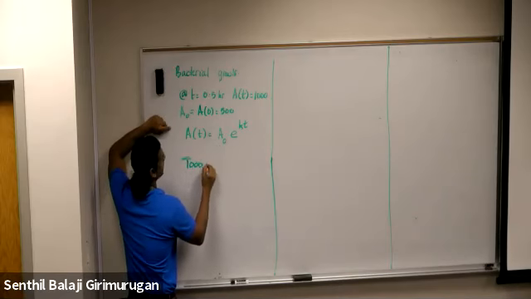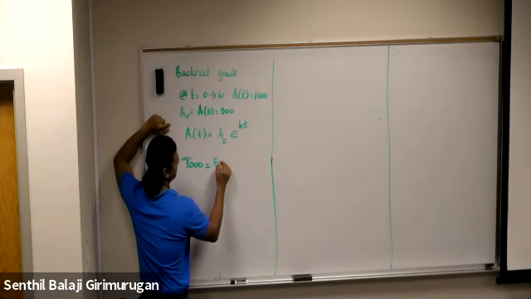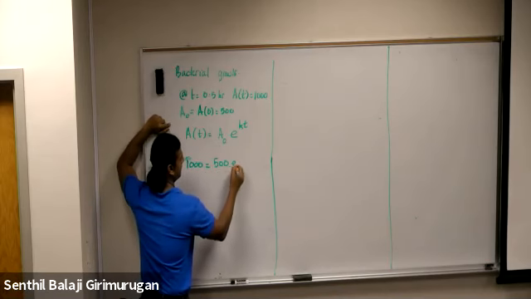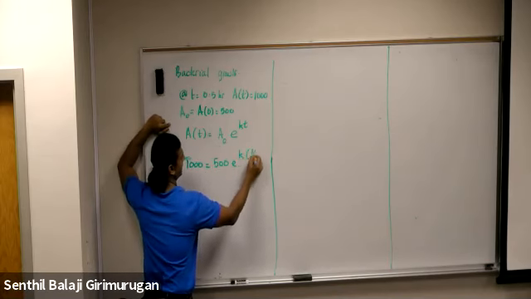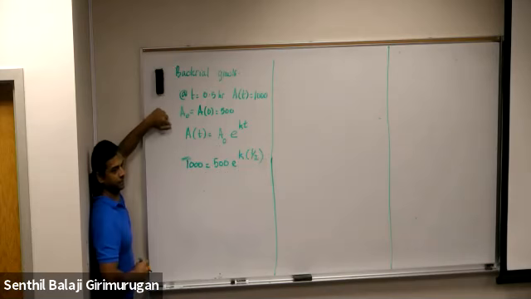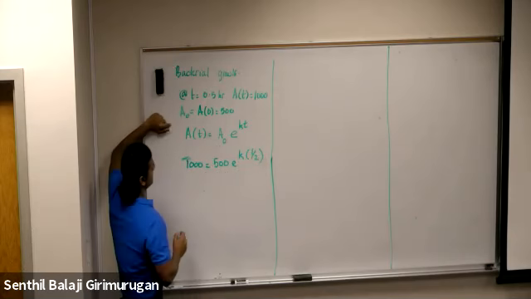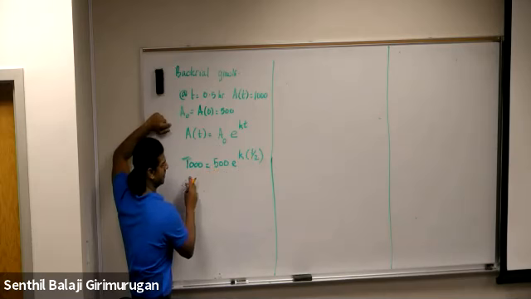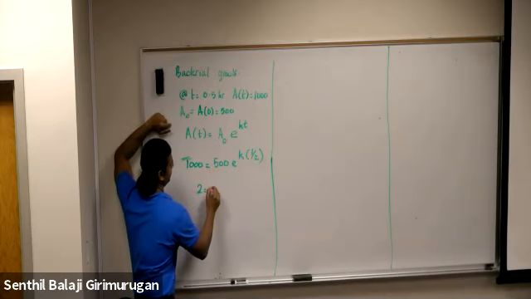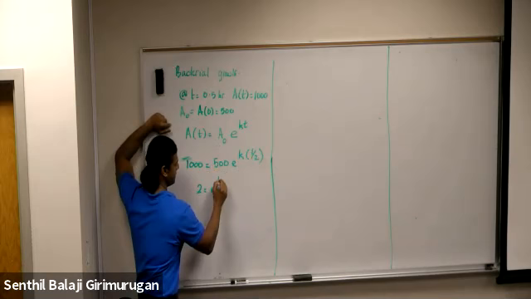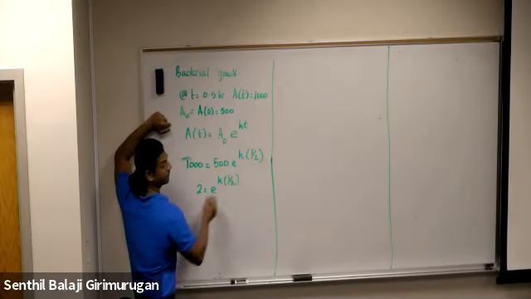1,000 would equal 500 e raised k multiplied by 1/2. And divide by 500 on both sides. 2 would be equal to e raised k times 1/2.